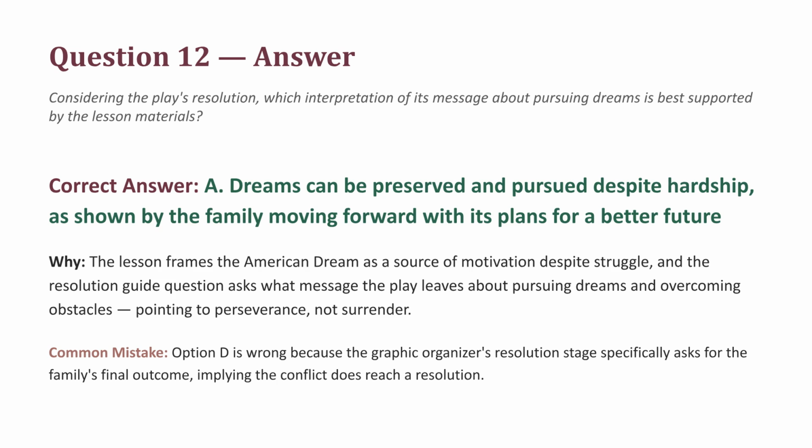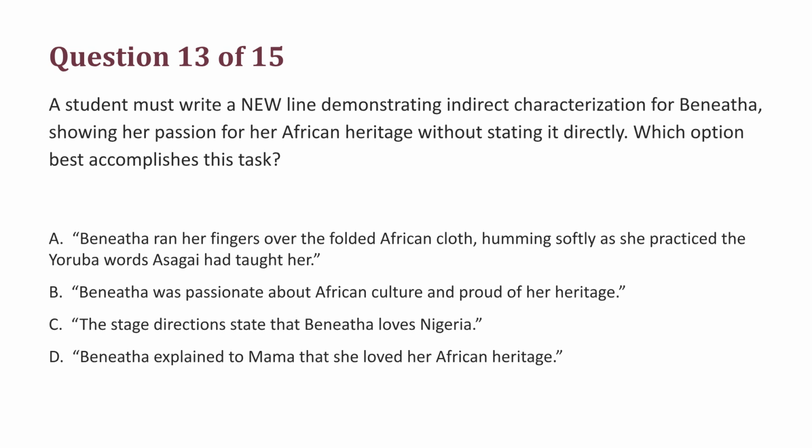Dreams can be preserved and pursued despite hardship, as shown by the family moving forward with its plans for a better future. The lesson frames the American dream as a source of motivation despite struggle, and the resolution guide question asks what message the play leaves about pursuing dreams and overcoming obstacles, pointing to perseverance, not surrender. Option D is wrong, because the graphic organizer's resolution stage specifically asks for the family's final outcome, implying the conflict does reach a resolution.